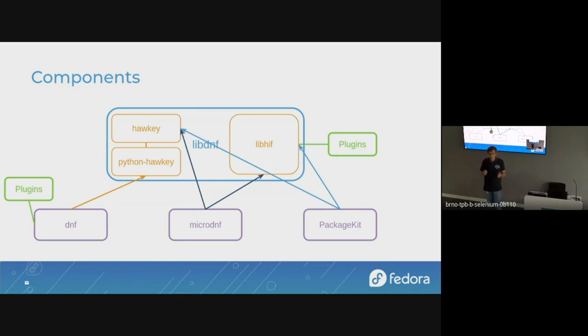Therefore, there is no way to have one plugin that will work for the DNF and also for PackageKit. With this structure, you can also be sure that if you have some issue with, for example, MicroDNF, this issue will more likely be reproducible with PackageKit than with the DNF because of the code duplicities.